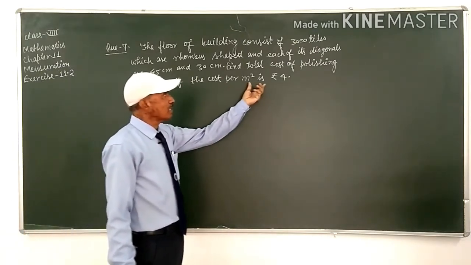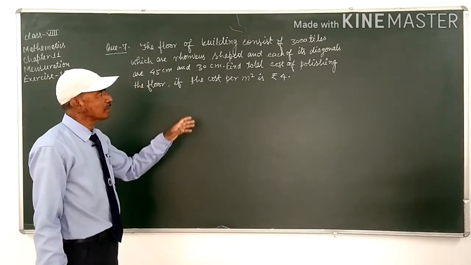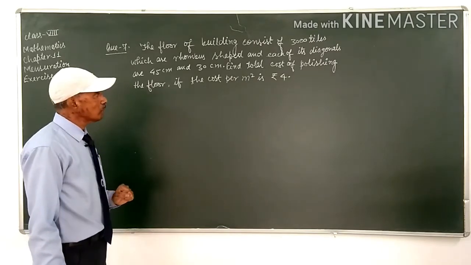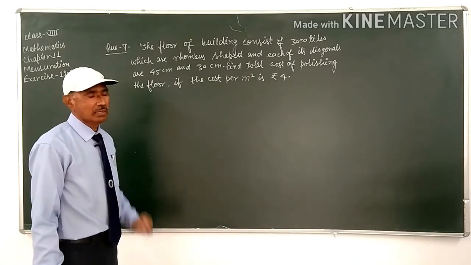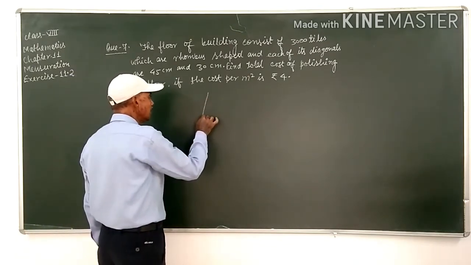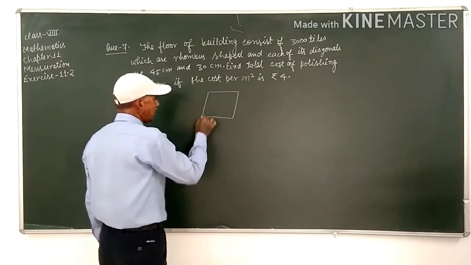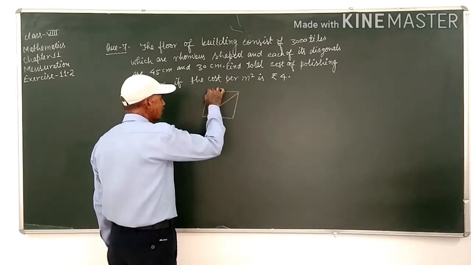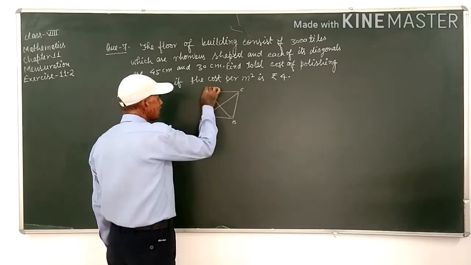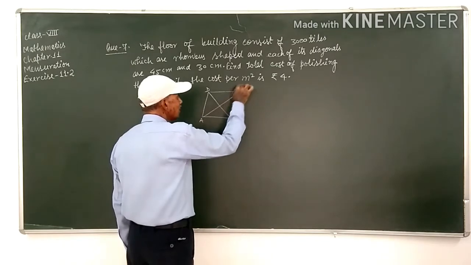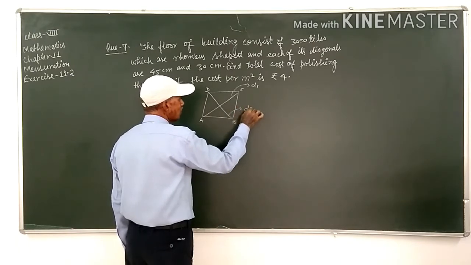Per meter square cost of polishing is rupees 4. Now we have to find out the total cost of polishing the floor. So first of all, students, we have to find out the area of one tile. Let this tile be this rhombus shaped tile, with diagonal 1, diagonal 2, and vertices A, B, C, D. Clear, students? This one is D1 and this one is D2.